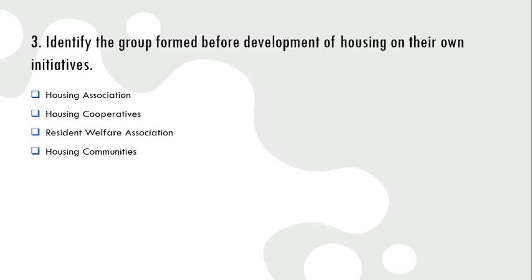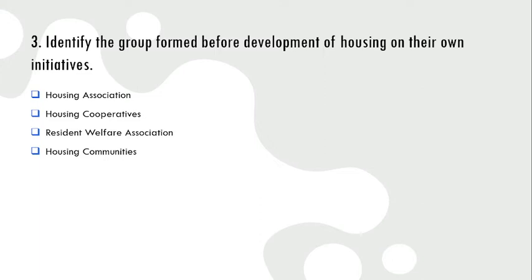Similarly, housing cooperatives. Yes, housing cooperatives are developed. It's a group of people having a common interest to develop common housing. They together form a cooperative, they regularize their cooperative society, then they buy the land, then they develop the infrastructure, then they develop the housing and sell it to the residents. So this is how it usually happens. So the group that is formed before the development of housing is the housing cooperative. However, there are two other options. Let us also look at them.